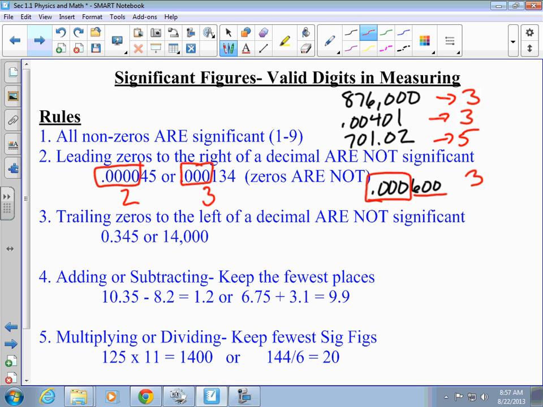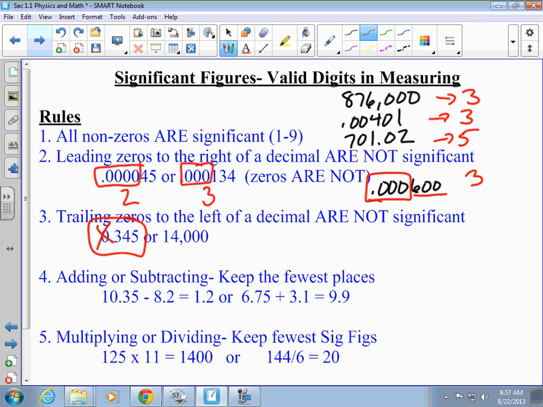Next up, rule number 3. Trailing zeros to the left of the decimal are not significant. So, 2 examples. I do not write my decimals like that. I've never put a 0 in before. But if you put 0 point whatever for your decimal, that 0 never counts.